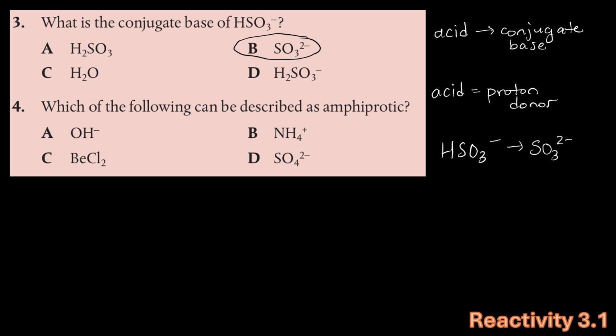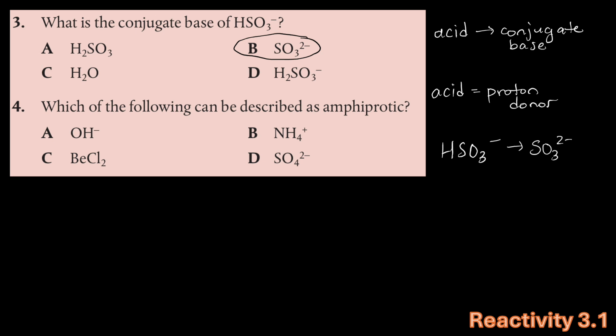Number 4 says, which of the following can be described as amphiprotic? Remember, an amphiprotic substance can act as both a proton donor, which is an acid, and a proton acceptor, which is a base, depending on the environment that it's in. So due to the Bronsted-Lowry definition, remember, an acid donates a proton, so you have to have hydrogen in your equation, and a base accepts a proton.